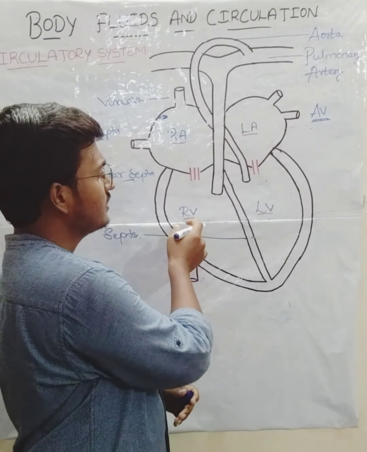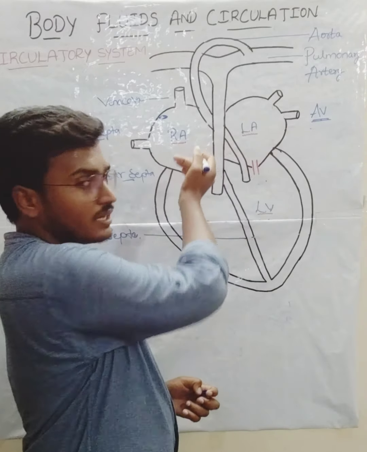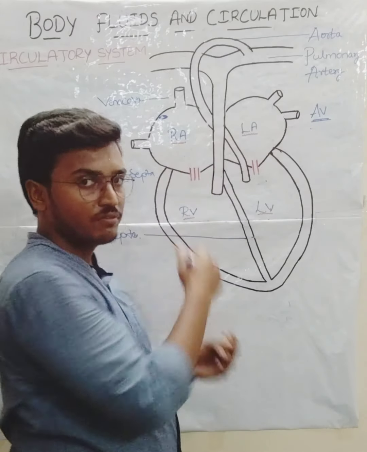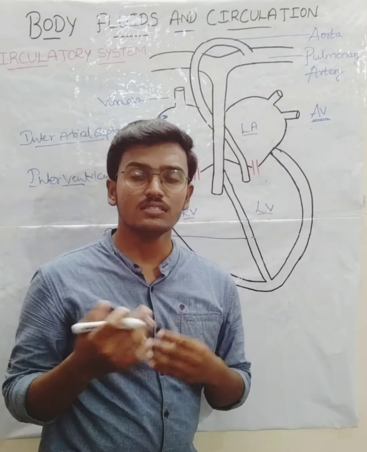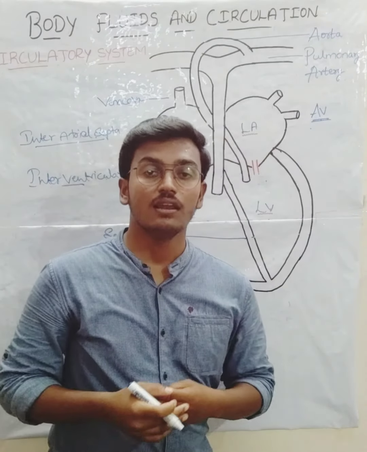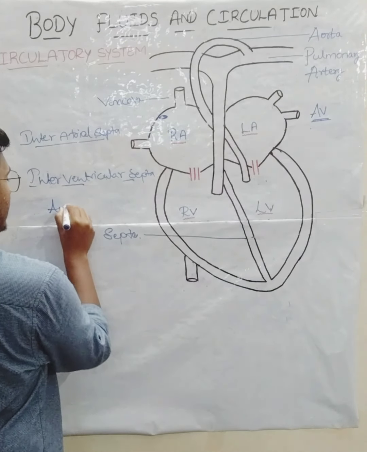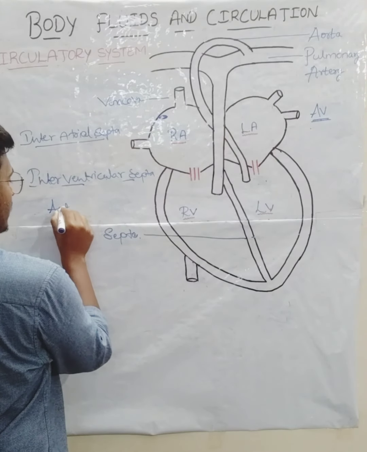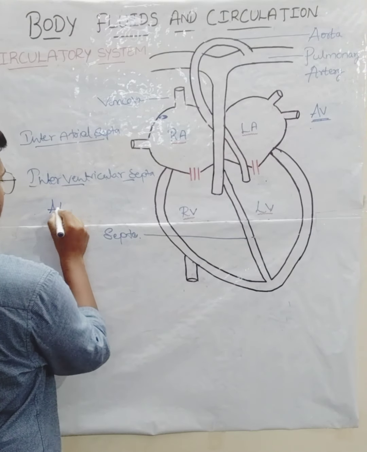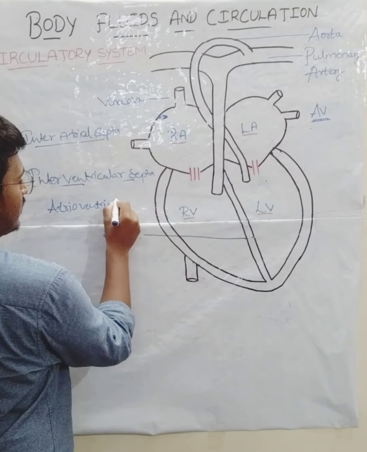There is also a septa present between the atrium and ventricle, which is called the atrioventricular septa.